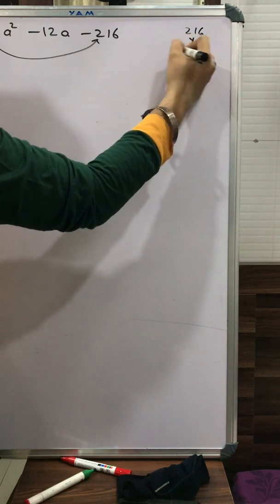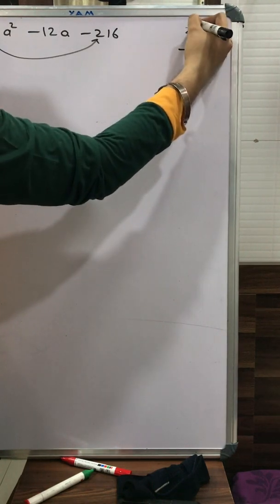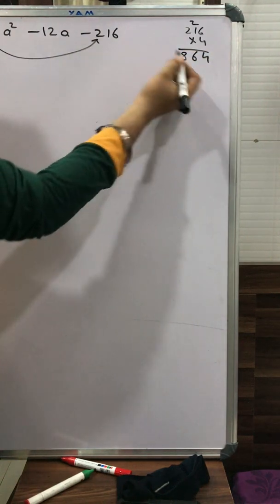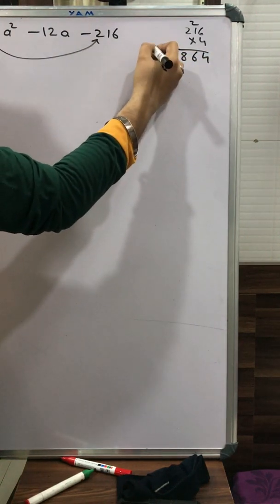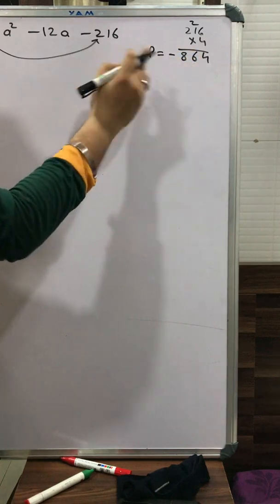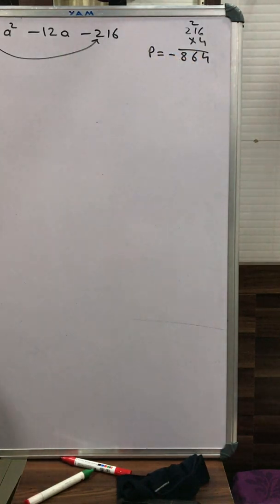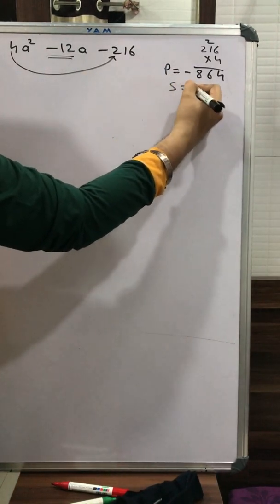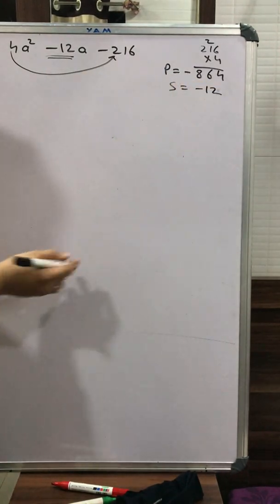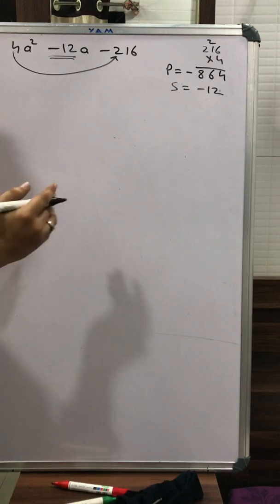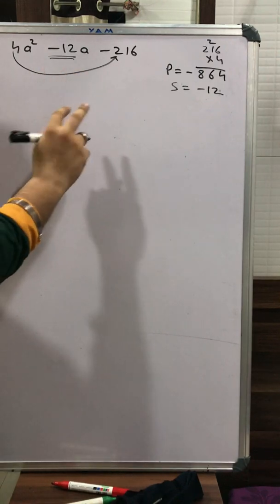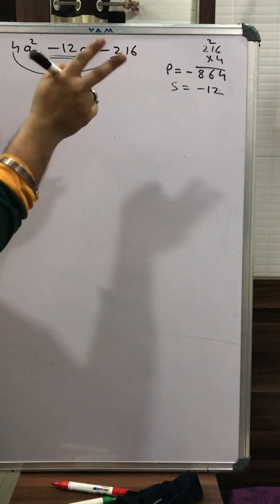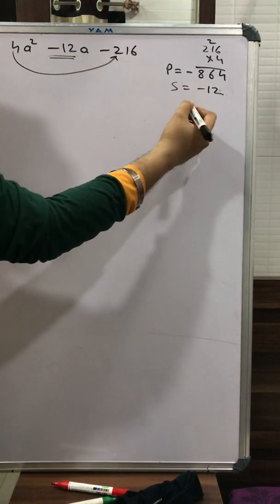216 multiplied by 4. 6 4s are 24, carry 2. 4 1s are 4, plus 2 is 6, 4 2s are 8. Of course it's minus. So we should get two numbers such that when we multiply them, we get minus 864. Those two numbers, if we add, the summation should be minus 12. I repeat again, I want two numbers such that if I multiply them, I get minus 864, and if I add the same two numbers, I should get minus 12.